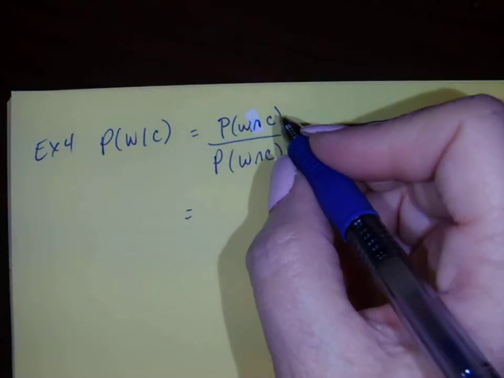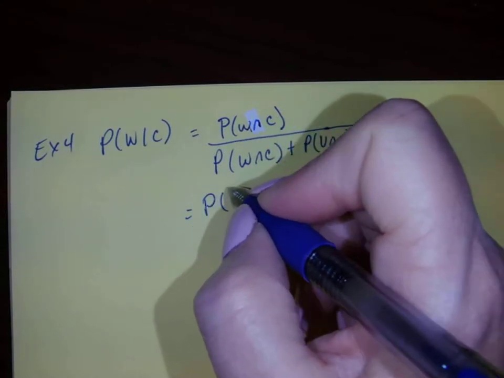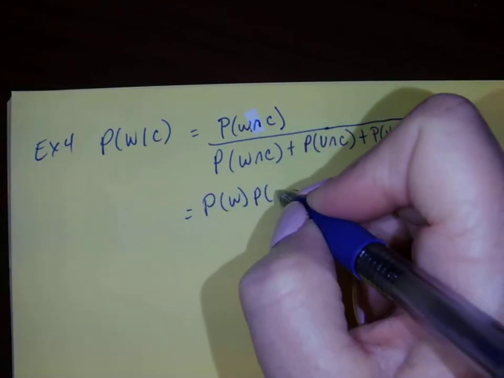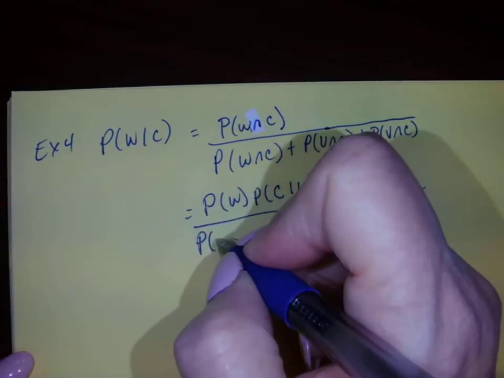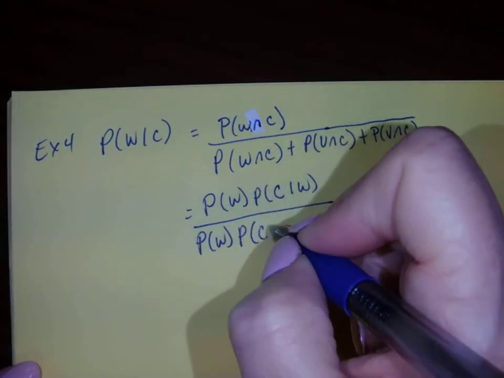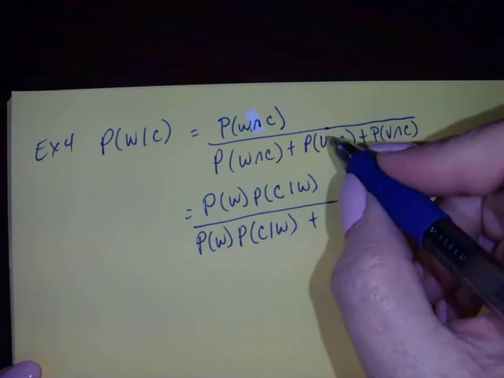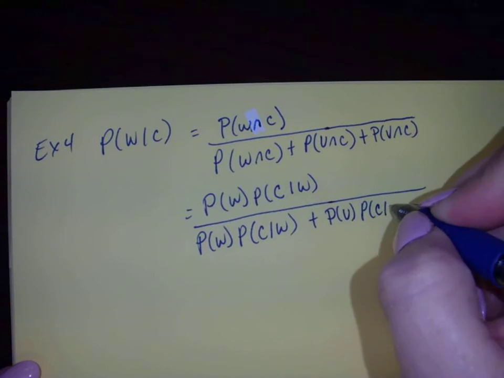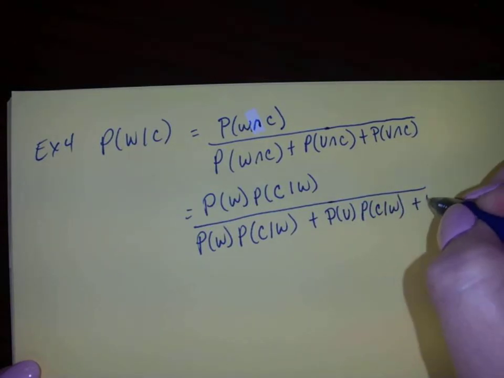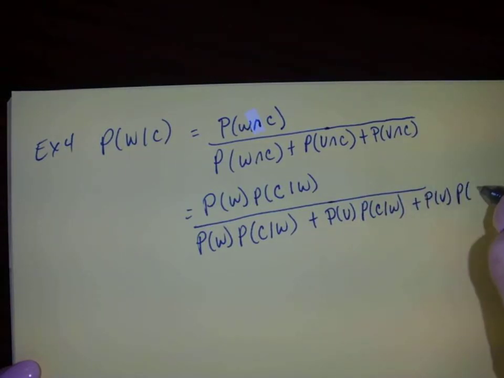So W intersected with C will be the probability of W times the probability of C, given that W occurred, over the probability of W, probability of C, given that W occurred, plus the probability of U times the probability of C, given that U occurred, plus the probability of V times the probability of C, given that V occurred. Lots of letters here.